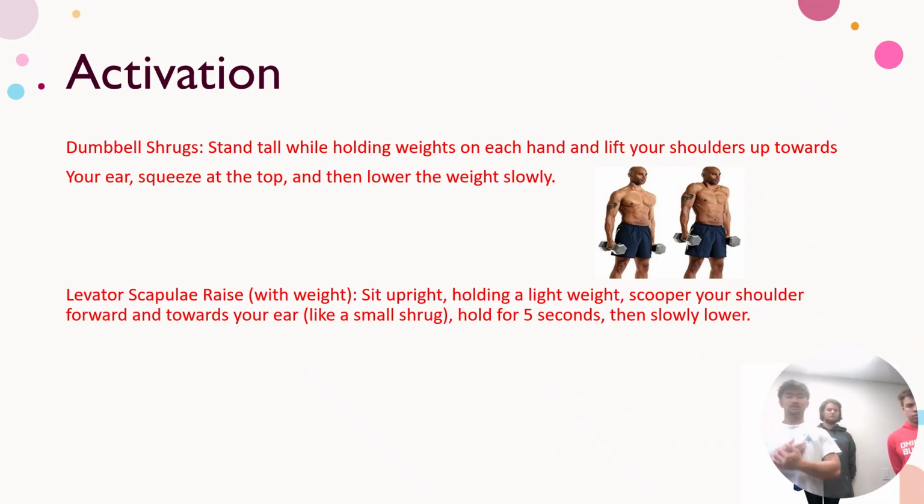All right. For upper traps, we want to perform dumbbell shrugs. So stand up straight and tall while holding weights in each hand. Lift up your shoulders towards your ears, squeeze at the top and lower the weight down slowly.